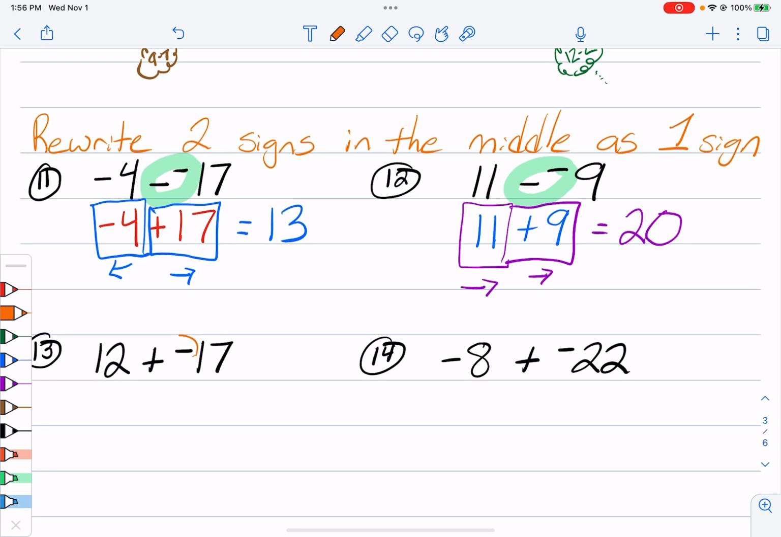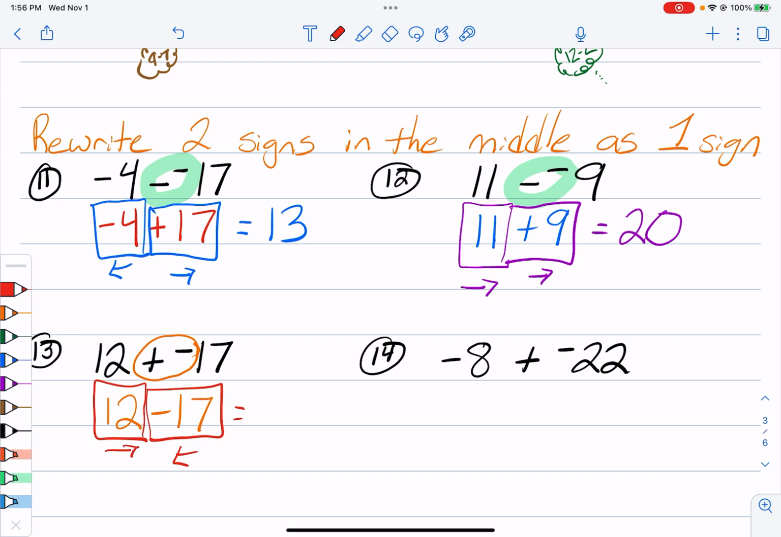Okay, number 13. So we have plus a negative. Plus means going to the right, but all of a sudden we're doing the opposite and going to the left. This really just becomes 12 minus 17. As you get higher in math, you want to have the least amount of symbols and numbers as possible, so we don't like those two in the middle. So we have a 12, which is a right number, and we have a -17, which is a left number. So we went to the left more, so our answer is going to be negative.